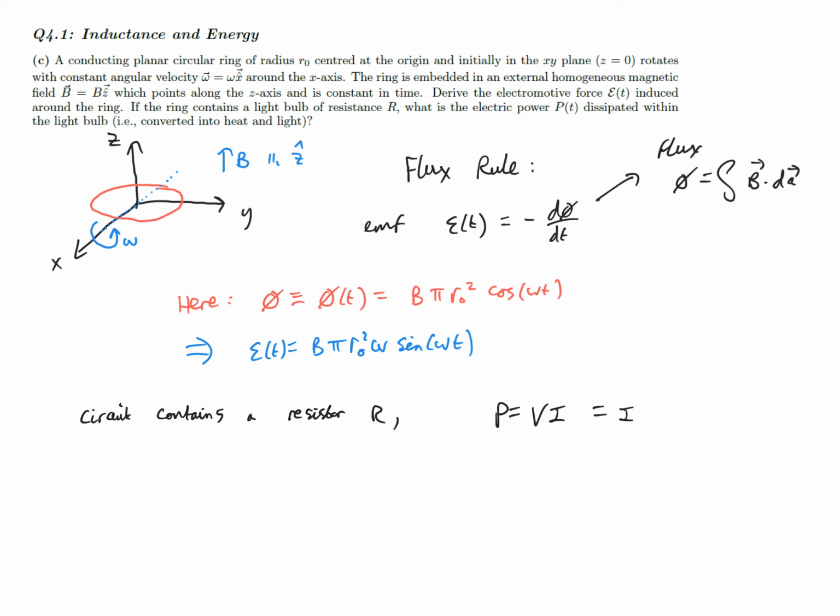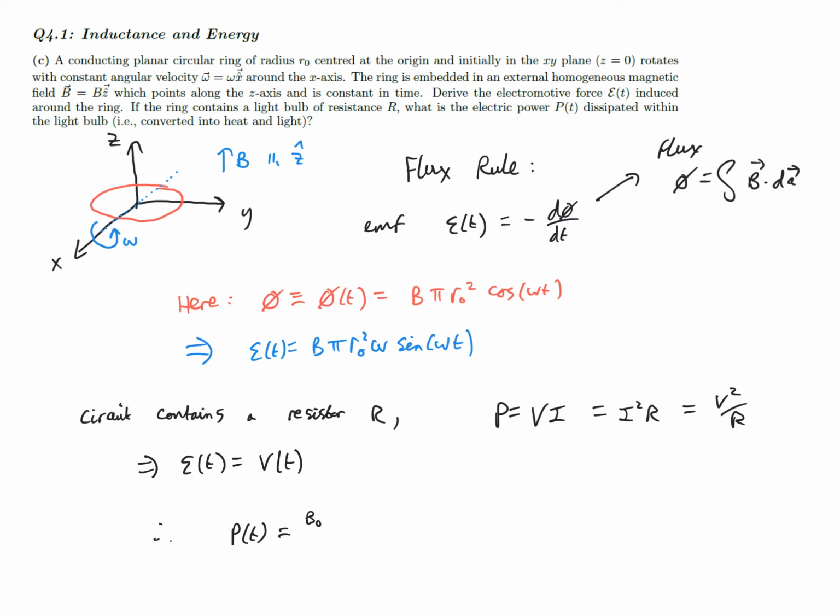Written another way, we can write this as I squared R by Ohm's law, or V squared over R, all equivalent forms. We, of course, want the last form of this because the electromotive force is the work done per unit charge in moving a charge around the circuit. So it's related, of course, to the voltage. So epsilon of t is V of t when we're considering a circuit such as this one, and therefore the power P of t is simply this thing squared divided by R.